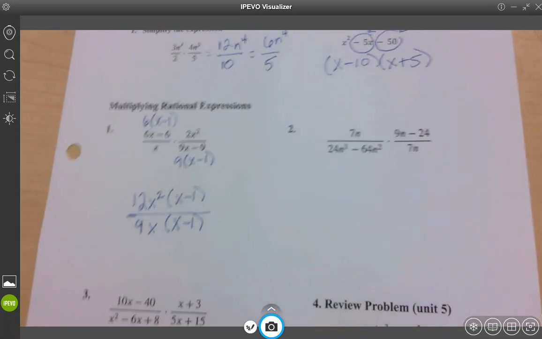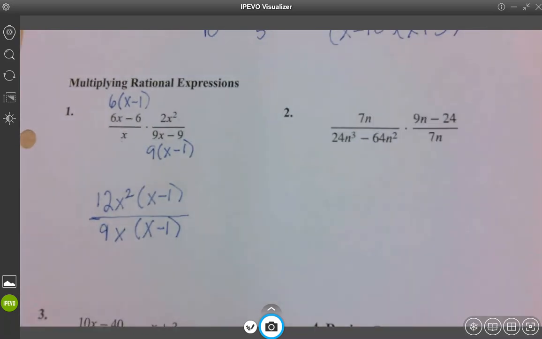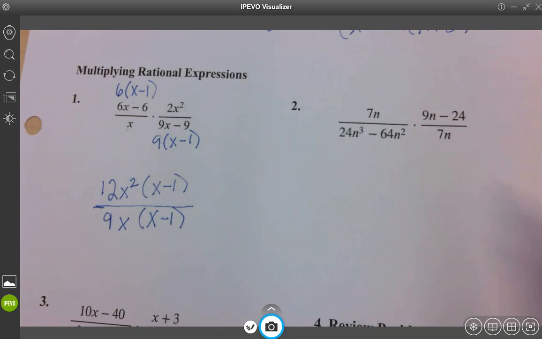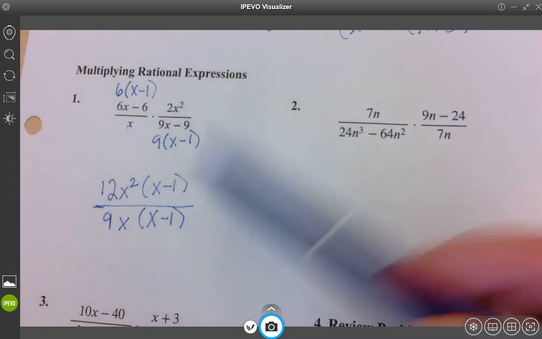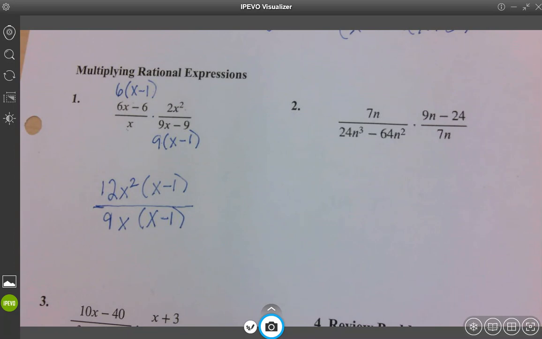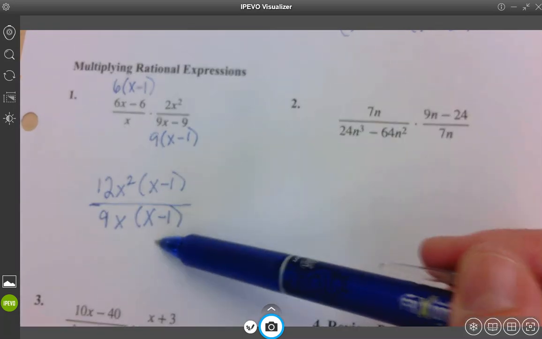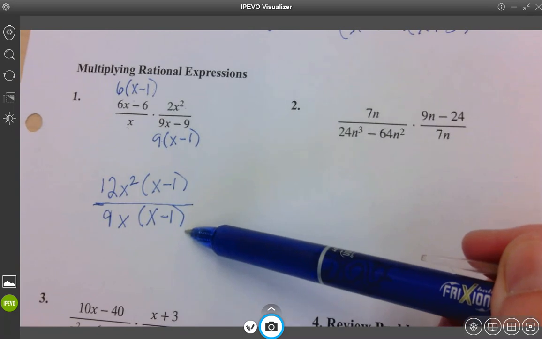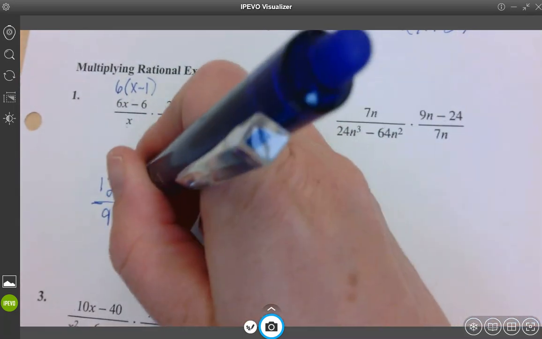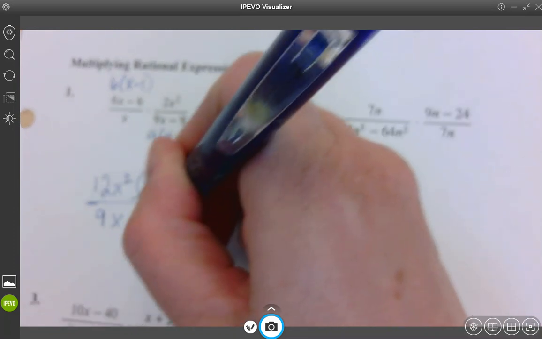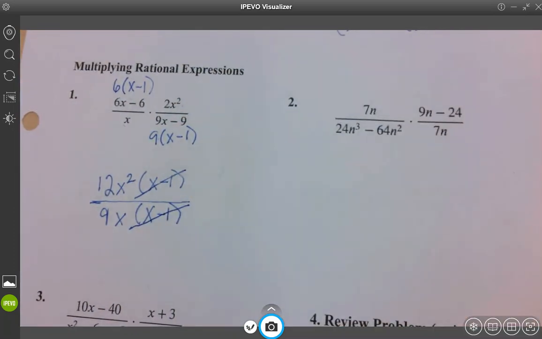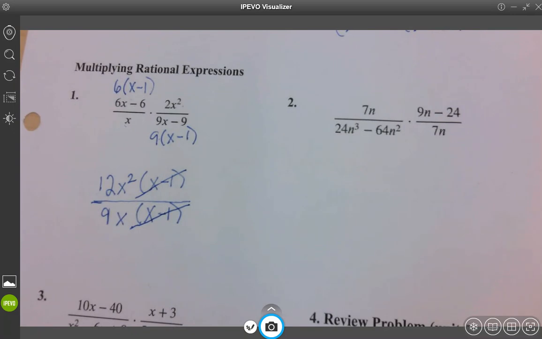Okay? Yeah, I'm not done, but I do want to hear questions. I'm multiplying the 12 times the x squared times the x minus 1. The x minus 1 is like a unit stuck together, okay? 12 times the x squared times the x minus 1. On the bottom, I've got the 9 times the x minus 1. So my x minus 1s can cancel because they are being multiplied by the other factors in the numerator and denominator. And now I'm left with 12x squared over 9x. That can simplify further, right?